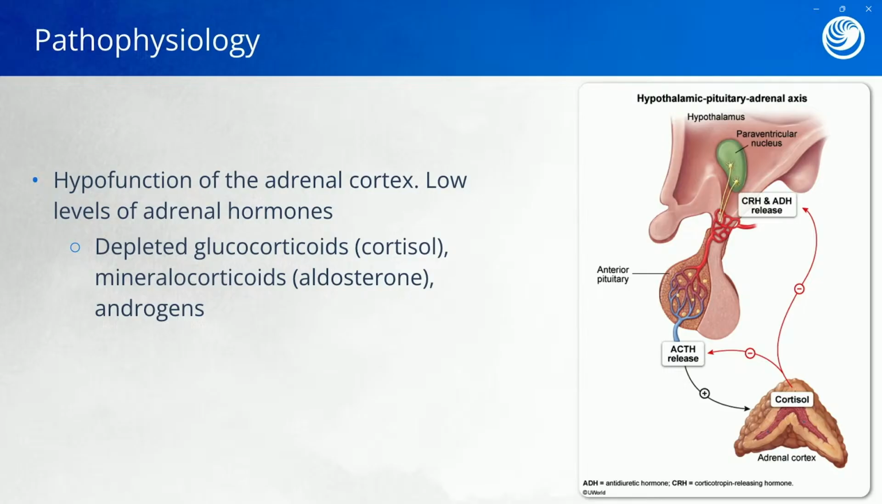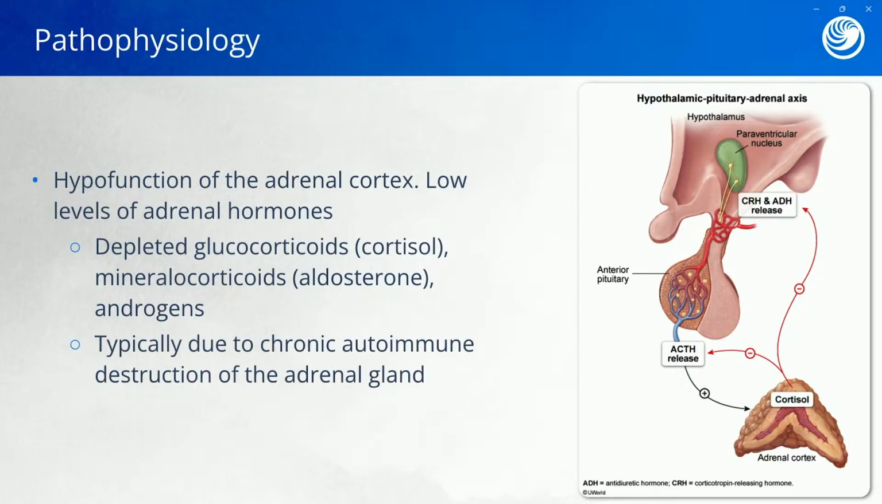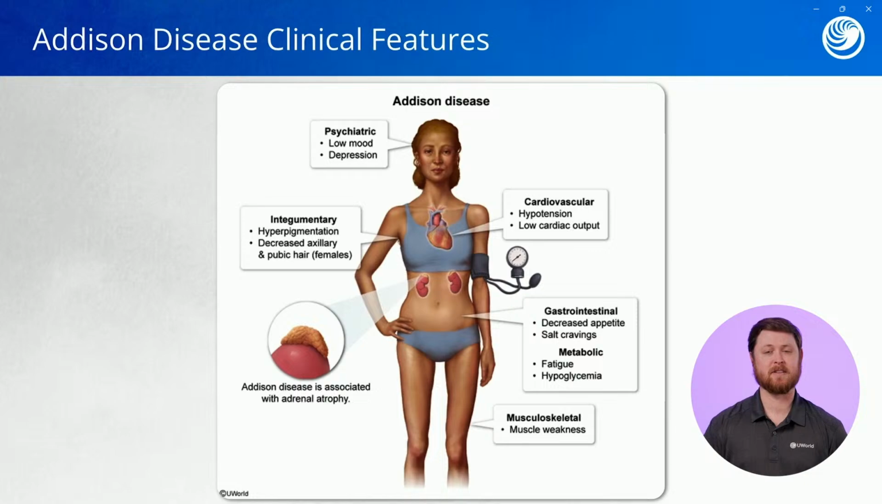One of the main reasons that we have this hypofunction of the adrenal gland is from an autoimmune disorder or process that leads to destruction of the adrenal gland tissue. This is a chronic condition and something that happens over time, which will eventually lead to an inability by the adrenal gland to release enough corticosteroids in response to a stressful situation. Clinical features of Addison disease are associated with an insufficient amount of these corticosteroids within the body.